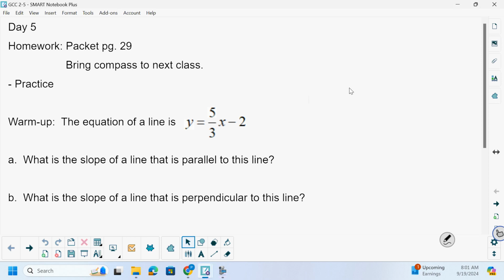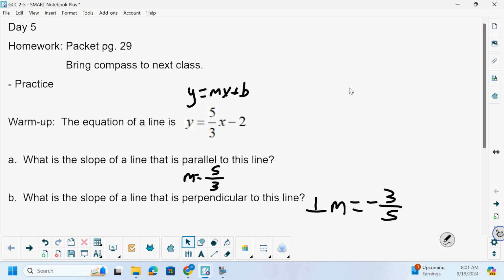All right, if we want parallel, we want same slope. Notice we're already in our y equals mx plus b form. So our m is our slope, so therefore our parallel slope would just be 5/3. If we want perpendicular slope, we want what's called the negative reciprocal. The sign of the slope is changed, meaning if the original was positive, the new would be negative, or vice versa, and the fraction gets flipped. So our perpendicular slope, remember that's our symbol for perpendicular, the upside down capital T, would have to be a negative because the original slope is positive, and then flip the fraction so we get negative 3/5.